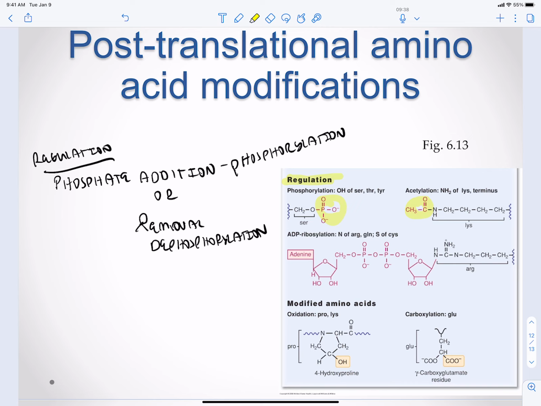We also have oxidation reactions, hydroxyproline. We have the gamma carboxyglutamate reaction, which is carboxylation of glutamate. Remember, glutamate is going to be an excitatory amino acid, and then GABA, the decarboxylated version, is going to be inhibitory. And then hydroxyproline is going to be important for your collagen and things like that.